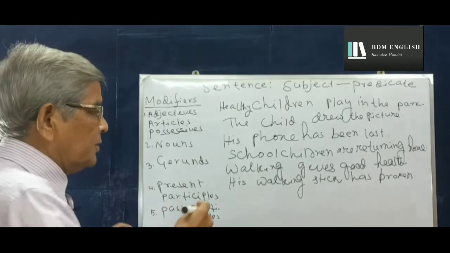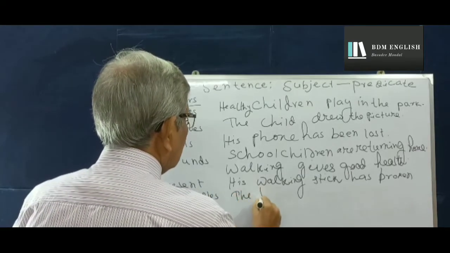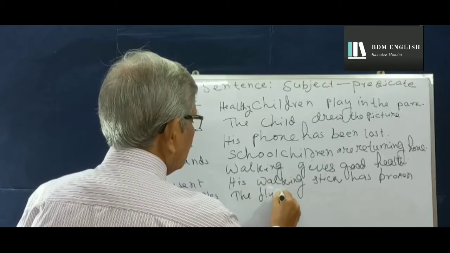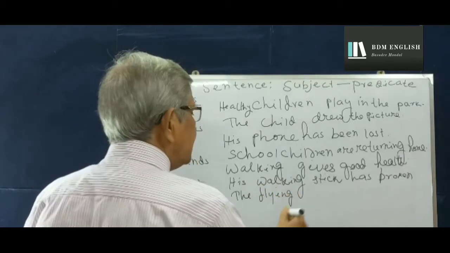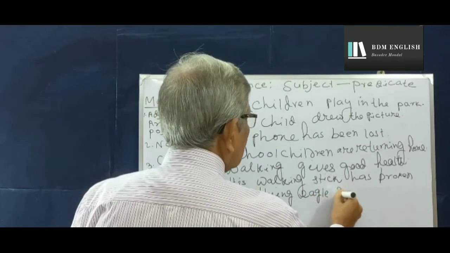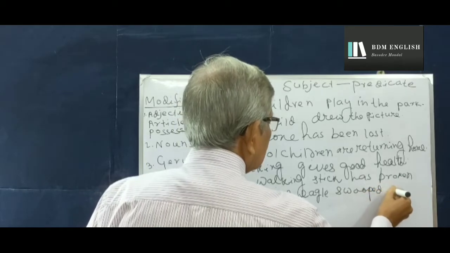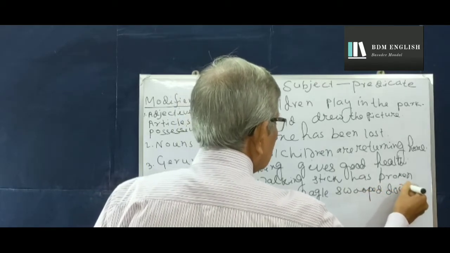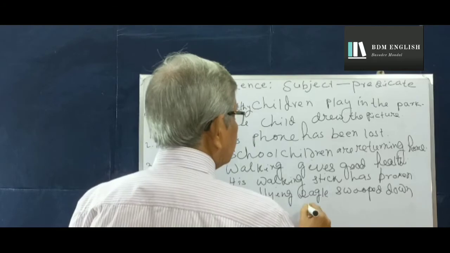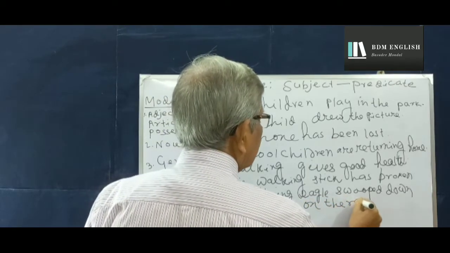Let us look at this sentence. The flying eagle swooped down on the rabbit.